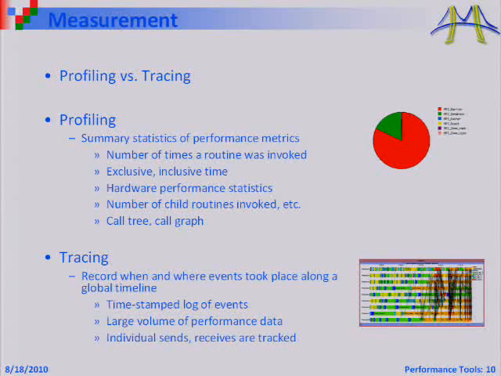And the second approach, tracing, is when you actually record each individual event that happened along a global timeline and record things like, oh, I sent the message, I was this process and I sent the message to this process, and so on. So how this is typically visualized is a timeline. In this case, the time goes on the horizontal axis, and the vertical axis here are different processes. And this is from an MPI program. And whenever you see these black lines here, those represent message exchanges.